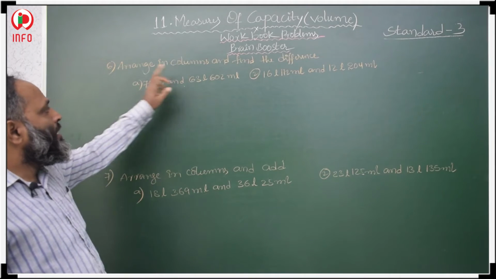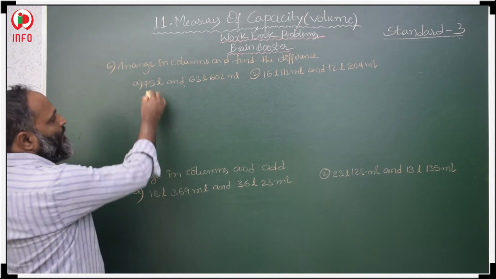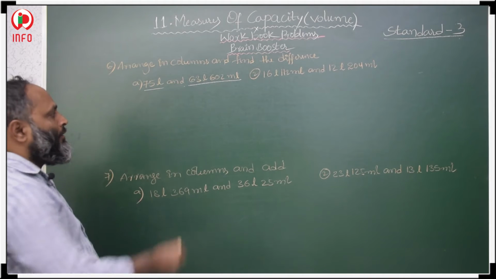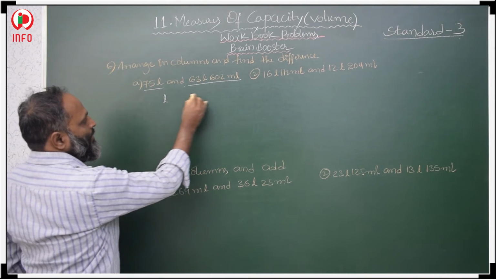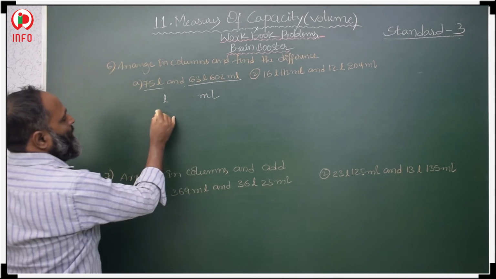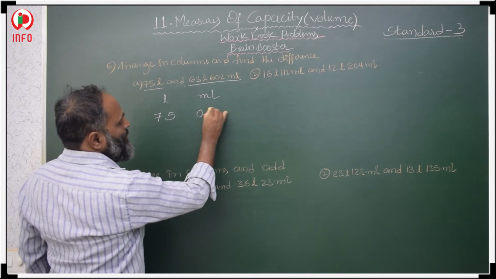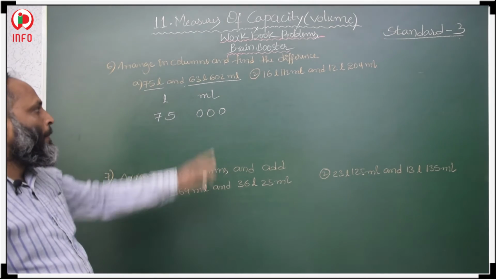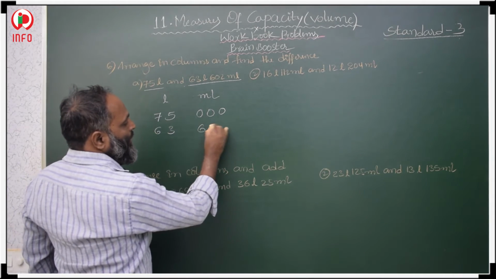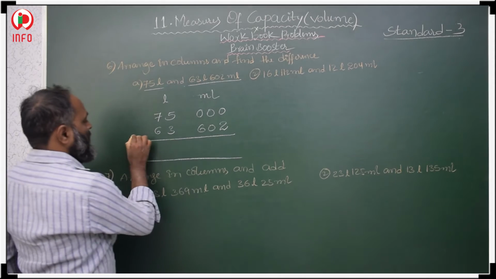Now arrange in columns and find the difference. Here we have to find the difference. First 75 liters is given, and 63 liters, 602 milliliters. First in columns we have to arrange liters and milliliters. 75 liters, there is no milliliters, means 000. Then second, 63 liters, 602 milliliters. Now find the difference.